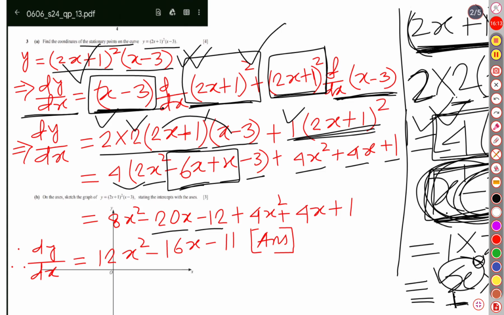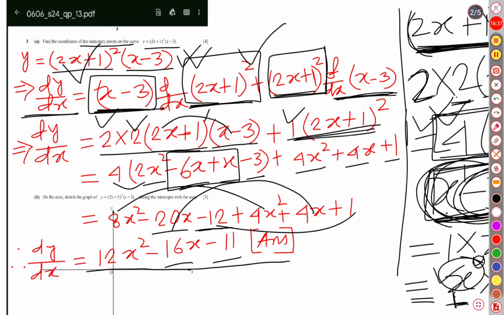After that, last of all, we are going to simplify this. 8x square plus 4x square means 12x square. Then negative 20x plus 4x means negative 16x. Then negative 12 and positive 1 means negative 11. So we have got d over dx is equal to 12x square minus 16x minus 11.